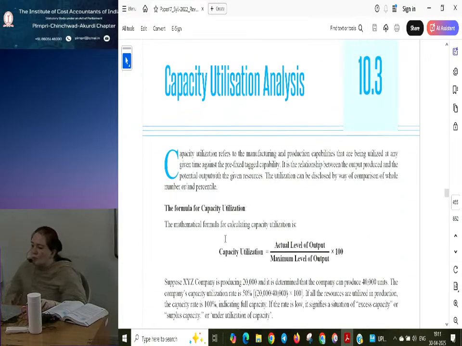Then coming to capacity utilization analysis. This is very important because in costing we always look at capacity utilization and aim at 100% capacity utilization, but practically it doesn't happen. But how is this capacity utilization gauged? It is gauged as actual level of output divided by the maximum level of output into 100.